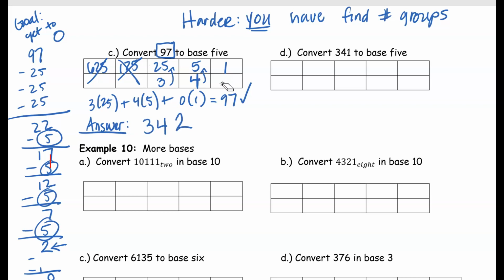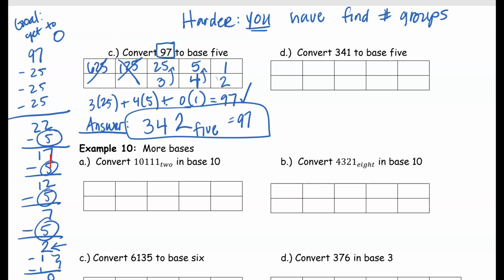Oh, and you know what? I put a 0 here. This should be 2 because I subtracted 1 twice. So there are 2 1s here. The answer is 342 base 5. So that number is the same thing as 97. So 3 25s, 4 5s, and 2 1s are the same thing as 9 10s and 7 1s, or 97.